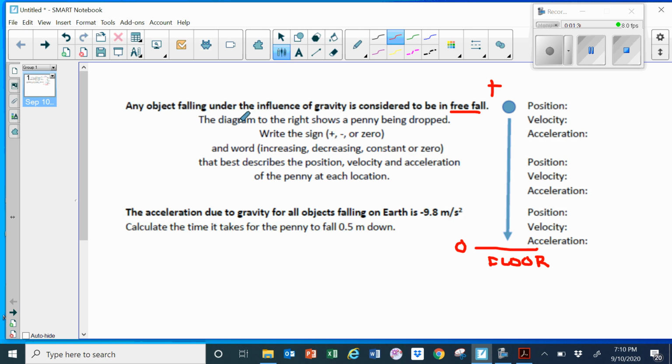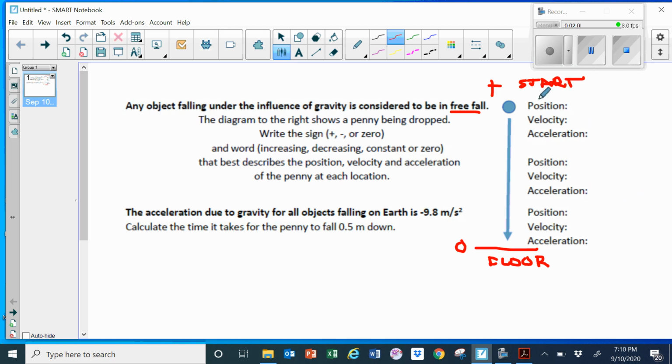On the diagram at the right, we're going to show the penny falling, and we're going to write a sign, plus, negative, or 0, and the word increasing, decreasing, constant, or 0 that best describes the position, velocity, and acceleration of the penny at each location. So there are 3 locations. This is the start of the drop up here, and the floor is the end of the drop, obviously.